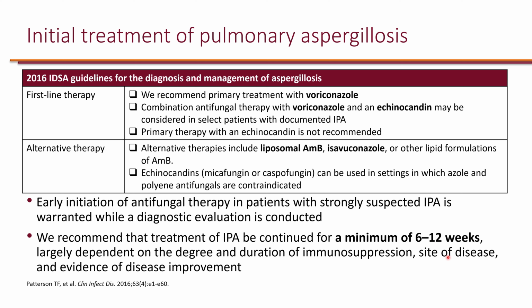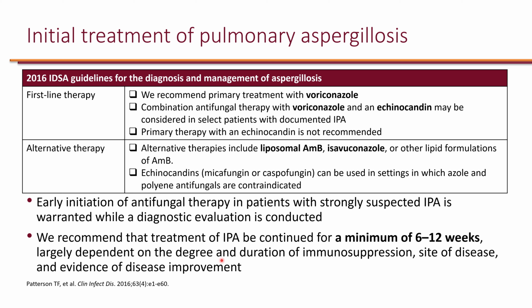Now, early initiation of antifungal therapy is warranted when invasive pulmonary aspergillosis is strongly suspected. Duration of therapy is recommended to be a minimum of 6 to 12 weeks. And it largely depends on the degree and duration of immunosuppression, site of disease, and evidence of disease improvement. The evidence of improvement is essentially, one, galactomannan monitoring.